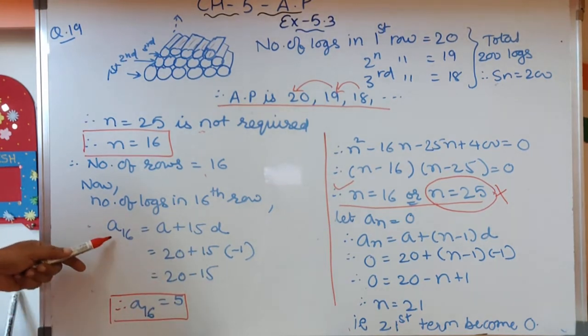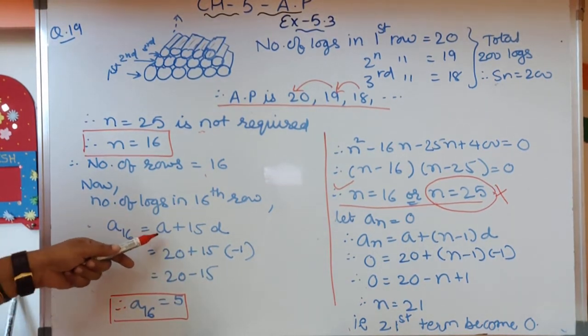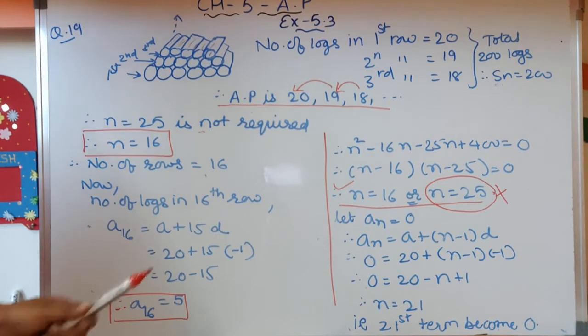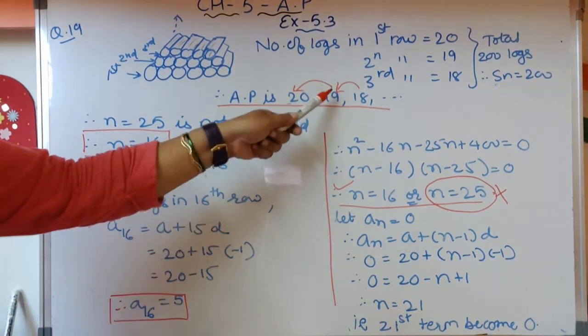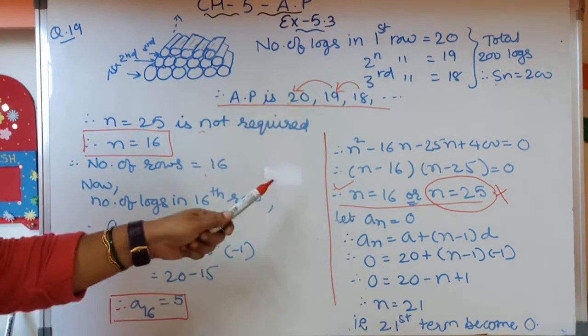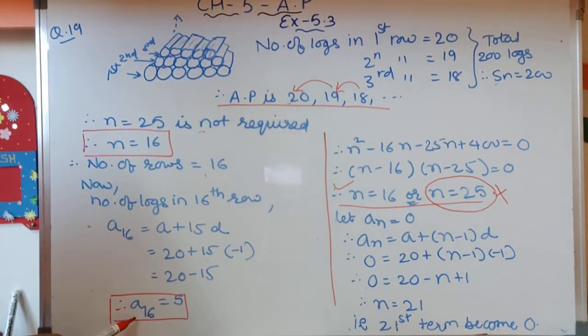Therefore we use the formula A16 is equal to A plus 15D, where we put A is equal to 20 and D is equal to 19 minus 20, which is minus 1. After substituting the values, we get A16 is equal to 5. In short, we can say that the number of logs in the top row is 5.